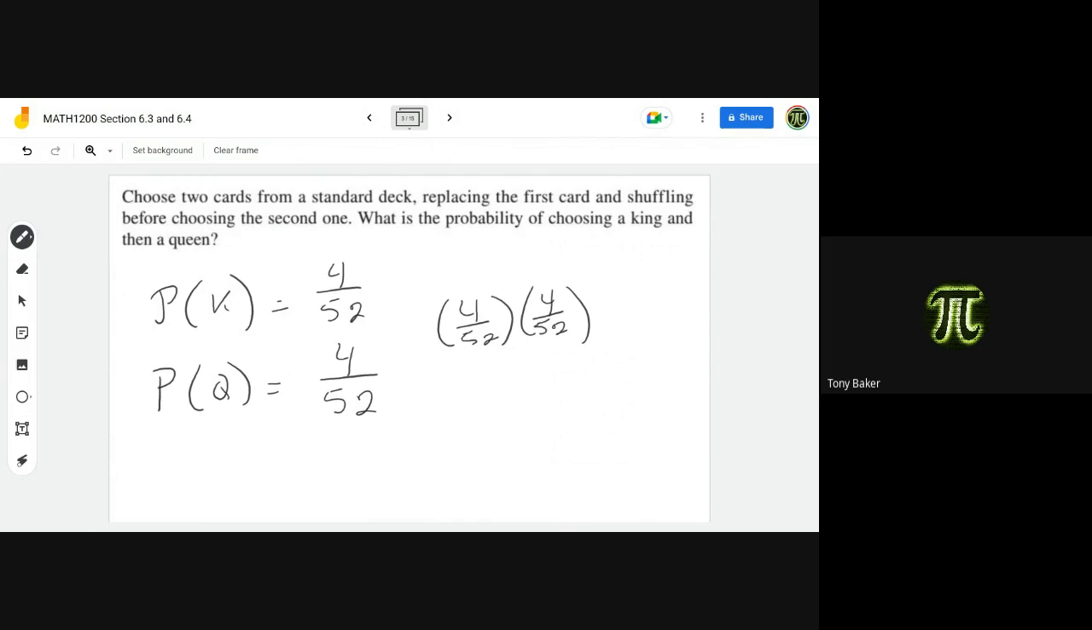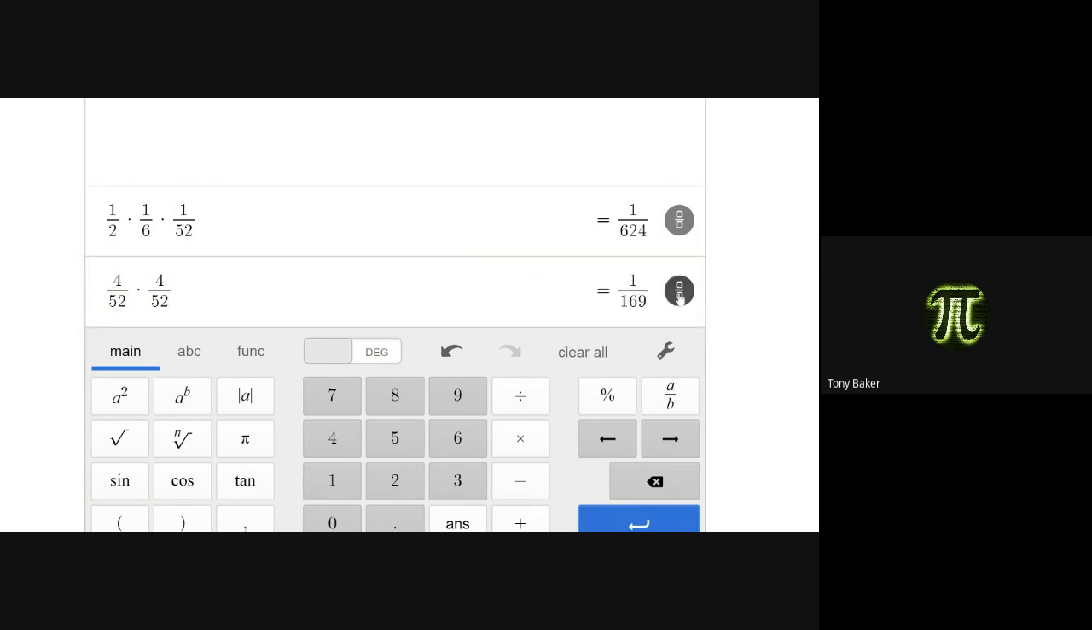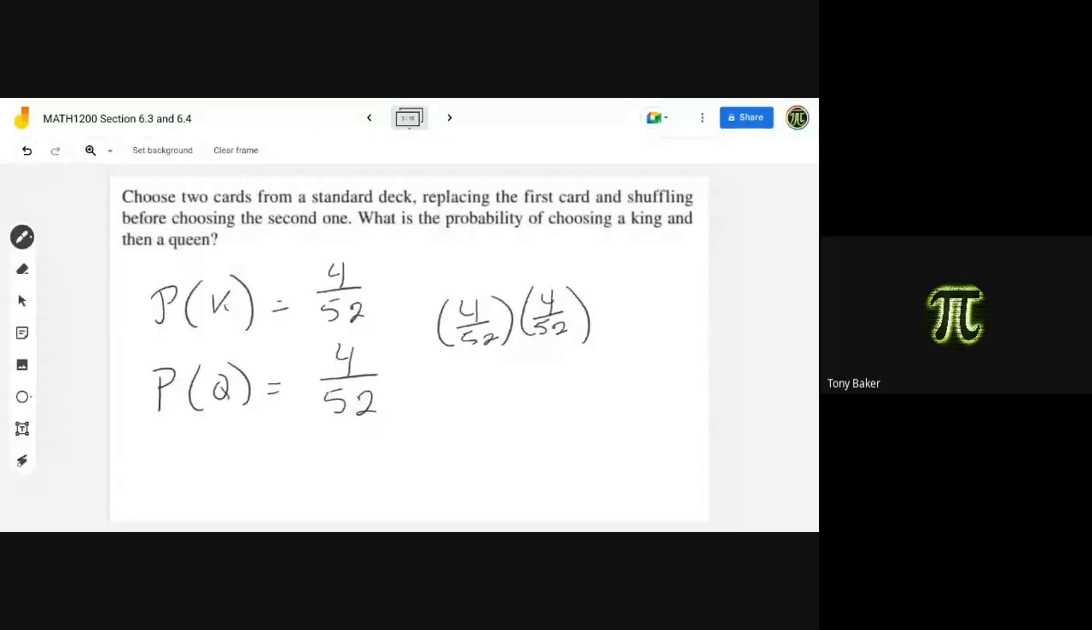But like I said, Desmos will do it for you, and it saves you from possibly making a mistake reducing. So you can see this. I did the 4 out of 52 times the 4 out of 52. It gives me this nice long decimal. Click that button there, and it gives me 1 over 169. So it'll give it to you in the reduced format. This class isn't teaching you how to reduce fractions, so I'm not worried about you reducing fractions. Use technology. So 1 out of 169.